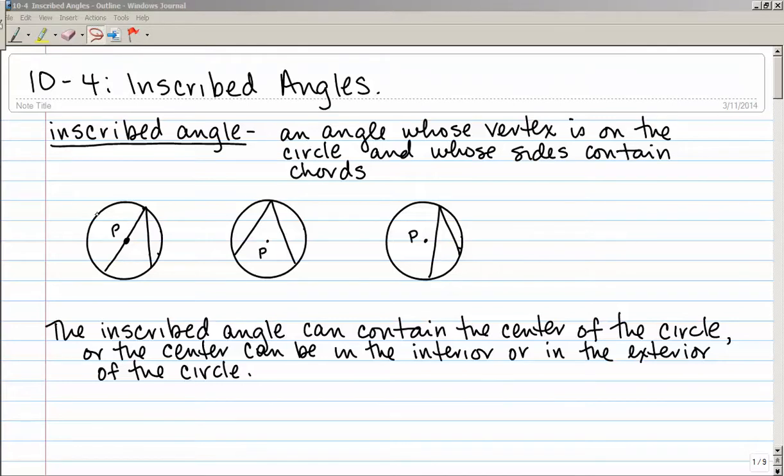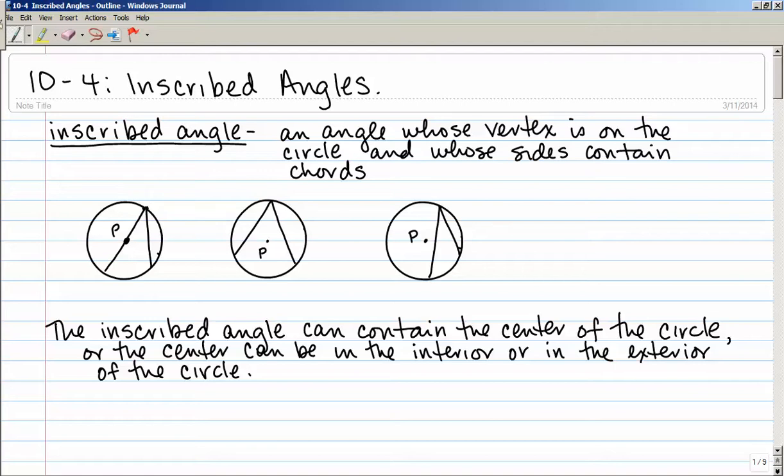So we have a circle, and the inscribed angle would start here on the circle itself, go across, hit the circle on the other side, and come back this way. So notice that the vertex is actually a point that is on the circle right there.